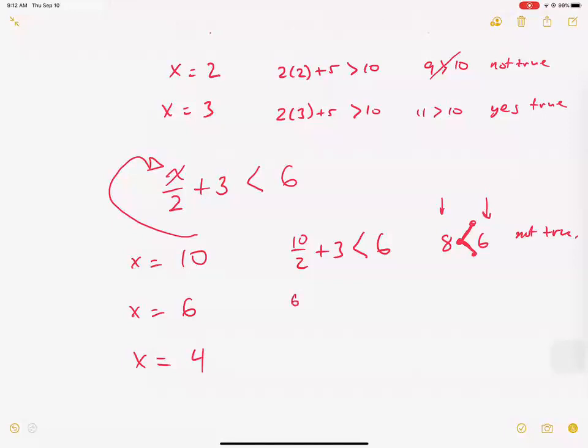Try the next one. 6 over 2 plus 3 is less than 6. 6 divided by 2 is 3. 3 plus 3 is 6. Is 6 less than 6? This is a trick question. Is 6 less than 6? 6 is not less than 6. 6 is equal to 6. This is not true. So we're being very specific on how we're wording this. 6 is not less than 6. They're equal, but one isn't less than the other.